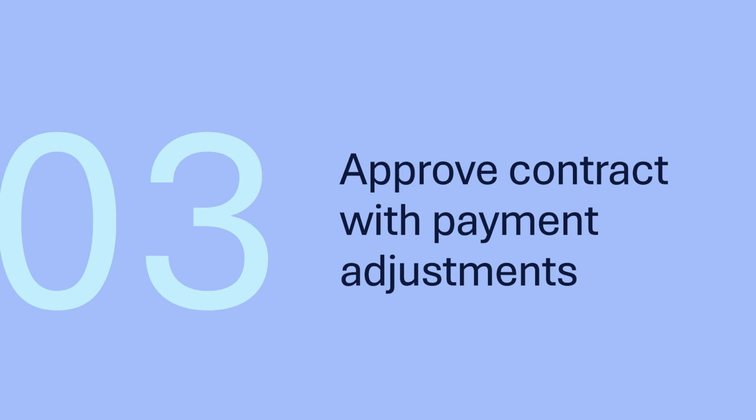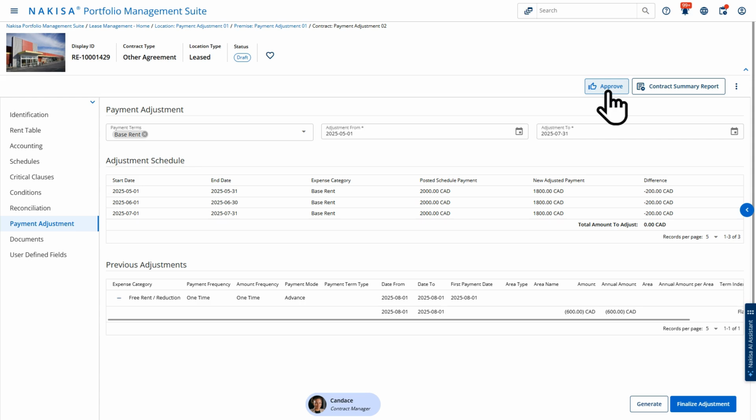For this next part, I will hand it over to Candace so that she can show you how to approve the payment adjustments. Hi, Candace here. To complete the contract approval, I will access the Contract Payment Adjustment section and click the Approve button.